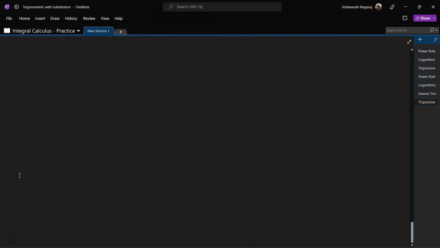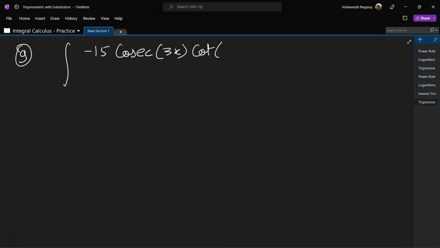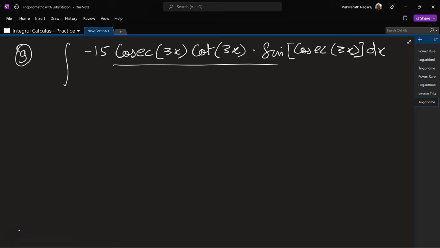Okay. Ninth one. Integral of minus 15 cosec of 3x cot of 3x times sine of cosec 3x dx divided by cos square cosec 3x.